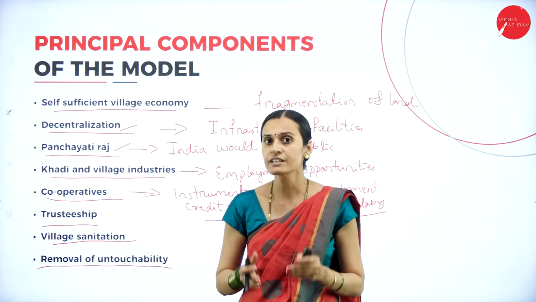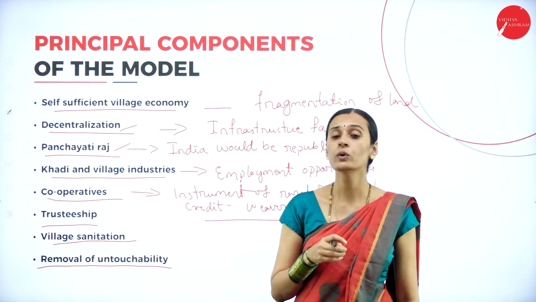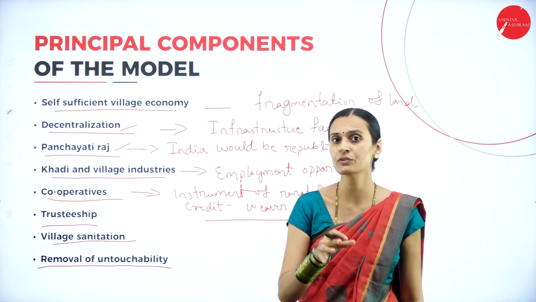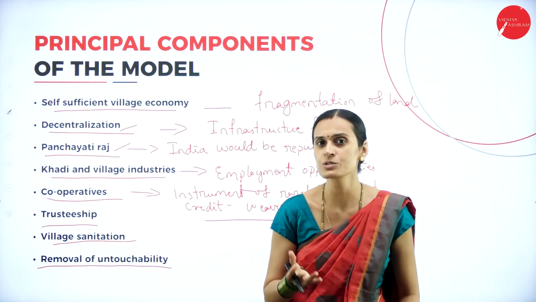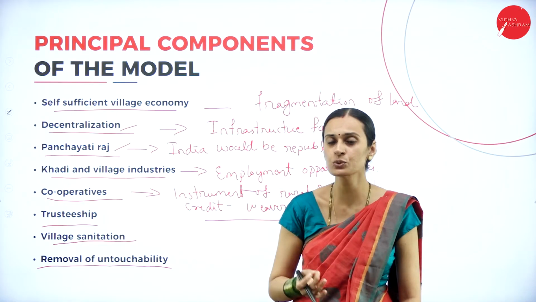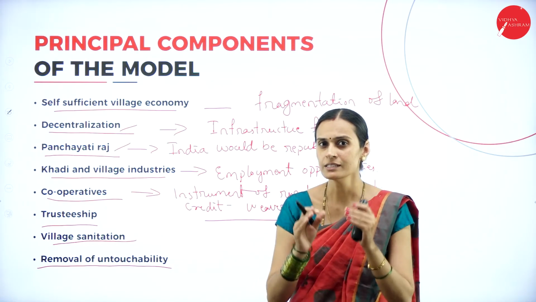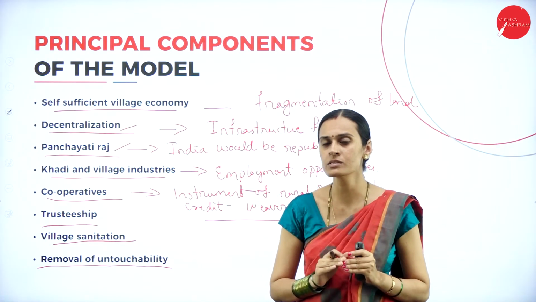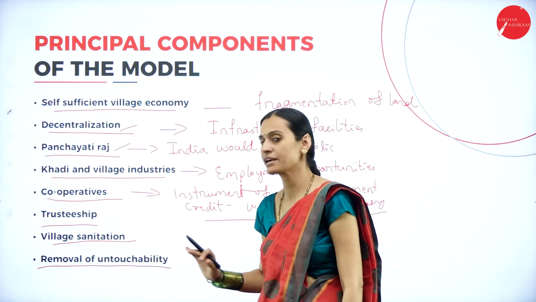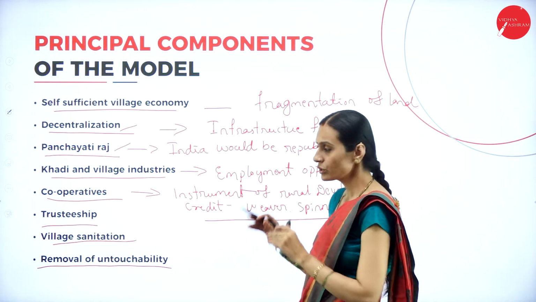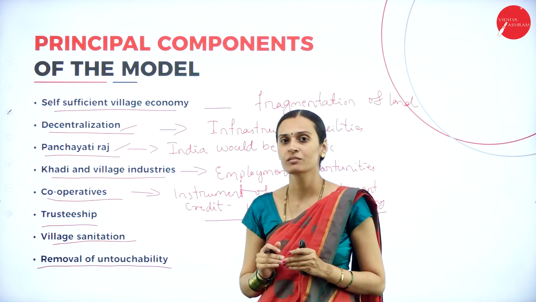And yes, if the practice of untouchability exists, of course, it could create a longer gap between different classes of people, the divisions of people on the basis of class, religion and rituals. So it is really very bad. That's why, considering all these problems, Gandhiji focused on removing the untouchable practices in society. So these are all the different principal components which tell about the Gandhian model.